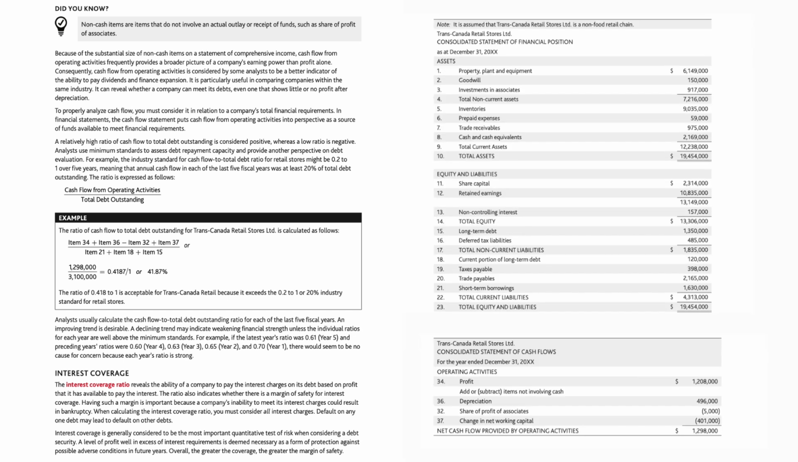Here's an example. The ratio of cash flow to total debt outstanding for TransCanada Retail is calculated as follows: item 34 plus item 36, subtract item 32 plus item 37, and then we're dividing that by the total debt outstanding, which is item 21 plus 18 plus 15. The ratio of 0.418 to 1 is acceptable for TransCanada Retail because it exceeds the 0.2 to 1, or 20%, industry standard for retail stores.